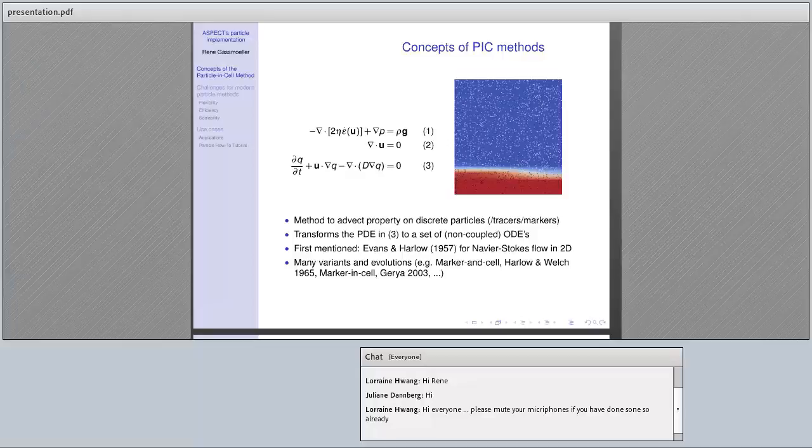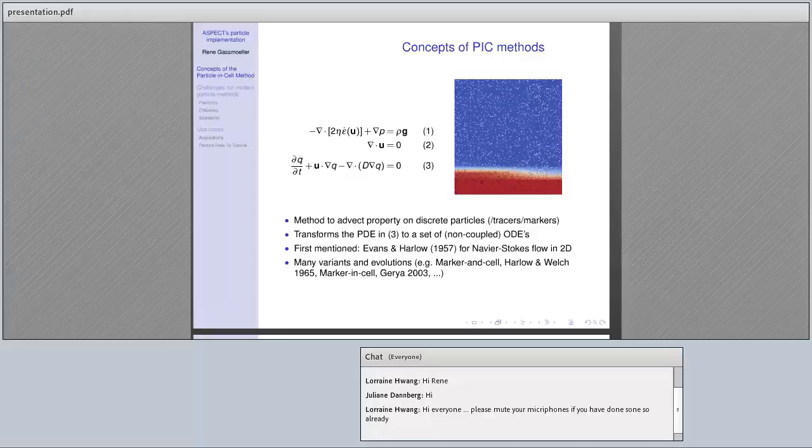And the concept of particle and cell methods is then to transfer this quantity Q from a continuous domain onto a set of discrete particles represented by the white and black dots in the upper right figure, and then advect these particles instead of the continuous field. This essentially mathematically transforms the advection equation 3 into a set of ordinary differential equations for each particle, namely the equation of motion of each particle.